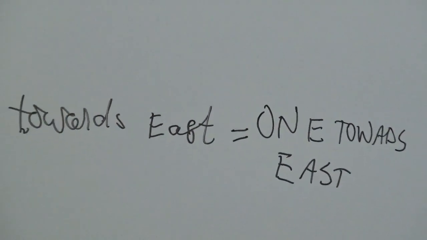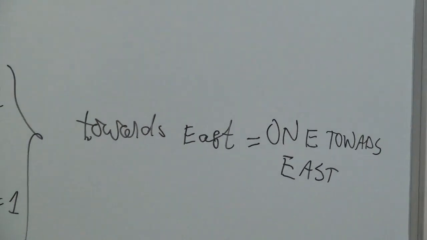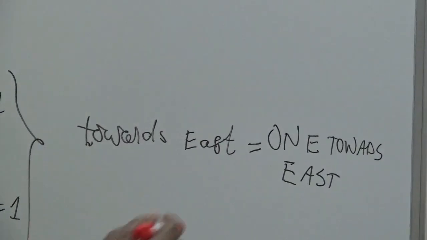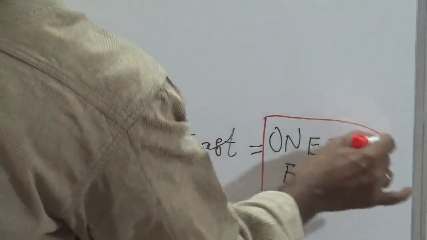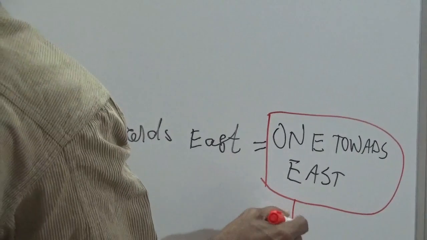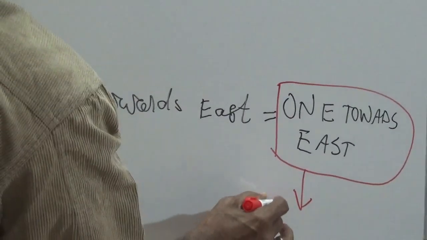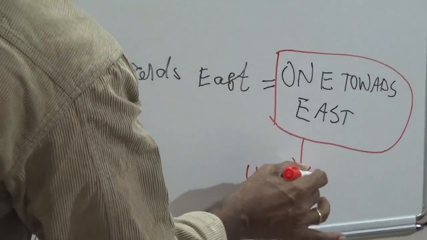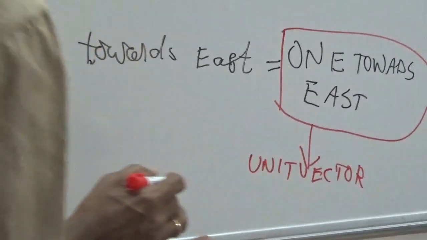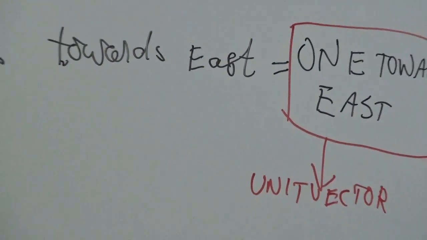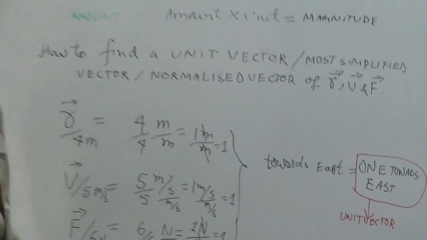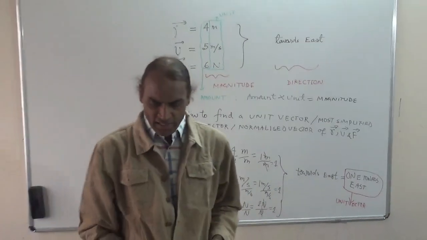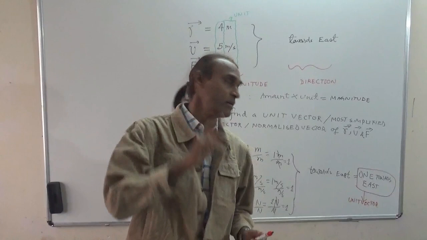This is what we call the unit vector of all these vectors. So this is the definition of the unit vector: a vector having magnitude 1.